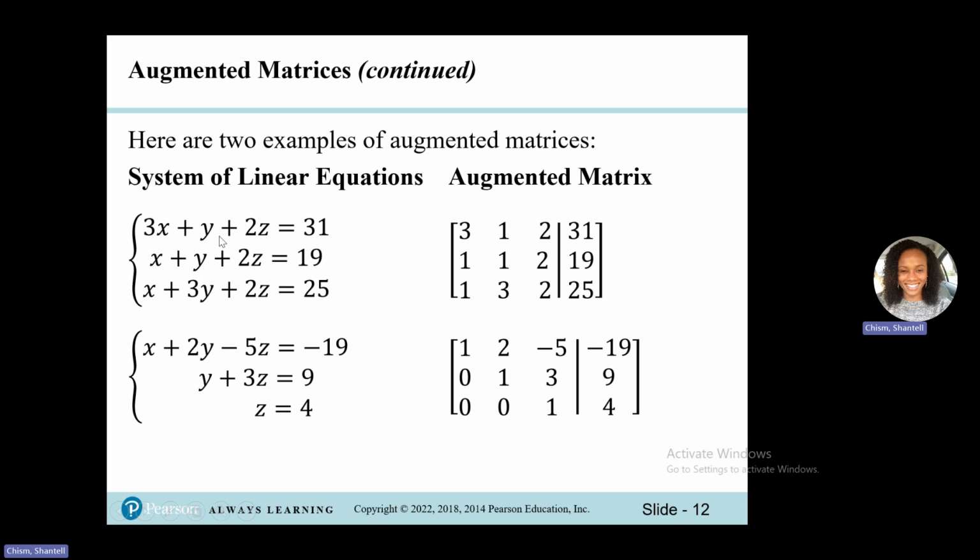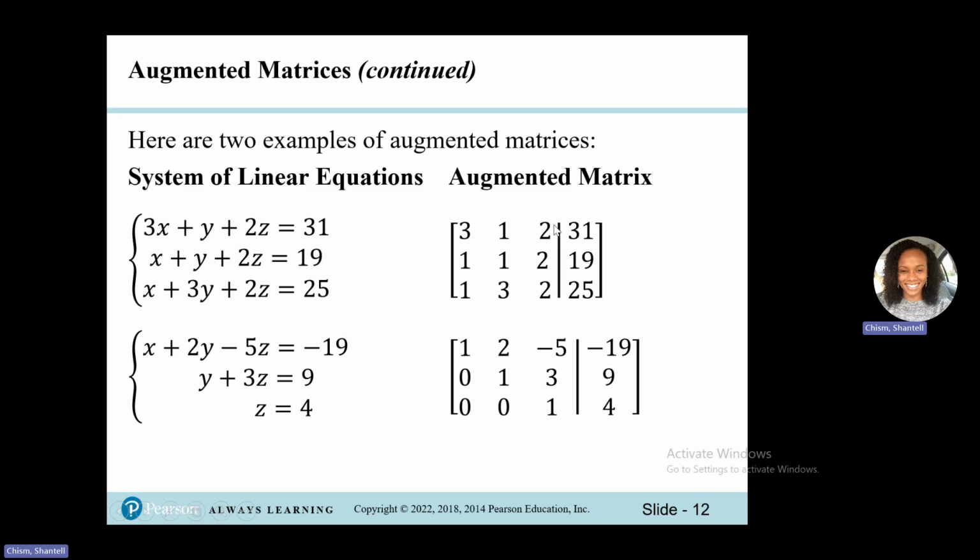So let's take a look at this. Here are the two systems on the left side. We've got them in standard form, where the variables are on the left with their respective coefficients in front, and then equal to the constants on the right. That first row is 3x plus y plus 2z equals 31. It would be the first row in the matrix: the coefficients 3, 1, 2, and then on the right side of the bar is the constant 31.